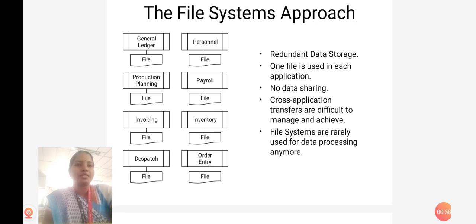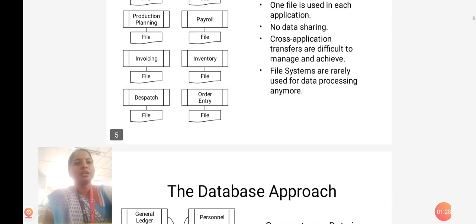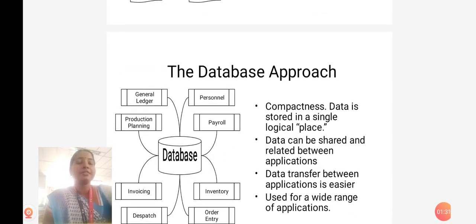Okay, so the file systems approach. What is the file system approach here? It includes several things such as general ledger, personal ledger, production planning, payroll, invoicing, inventory, dispatch, and order entry. So redundant data storage is here. Redundant in the sense the repetition of the data. One file is used in each application. No data sharing is possible here. Cross application transfers are difficult to manage and to achieve. File systems are rarely used for data processing. So clearly it is saying that repetition of data should be avoided.